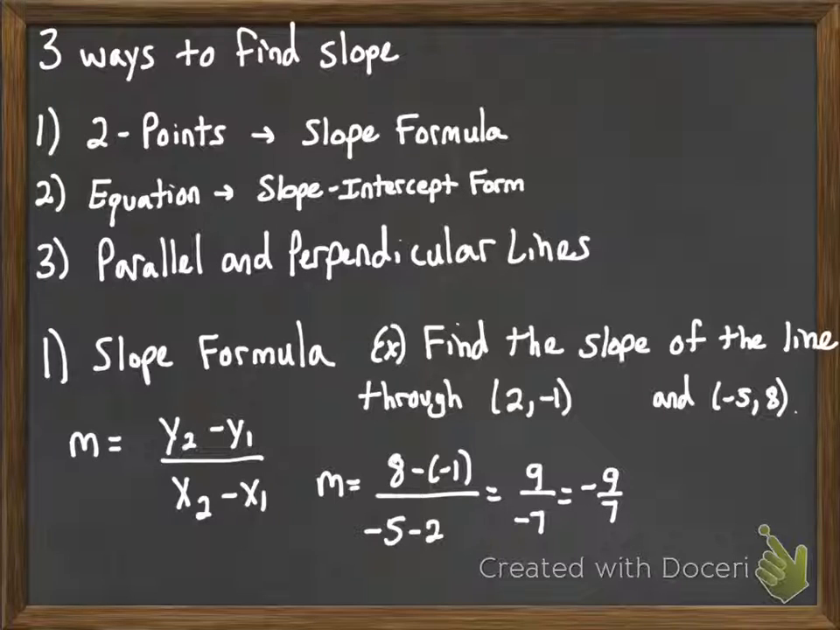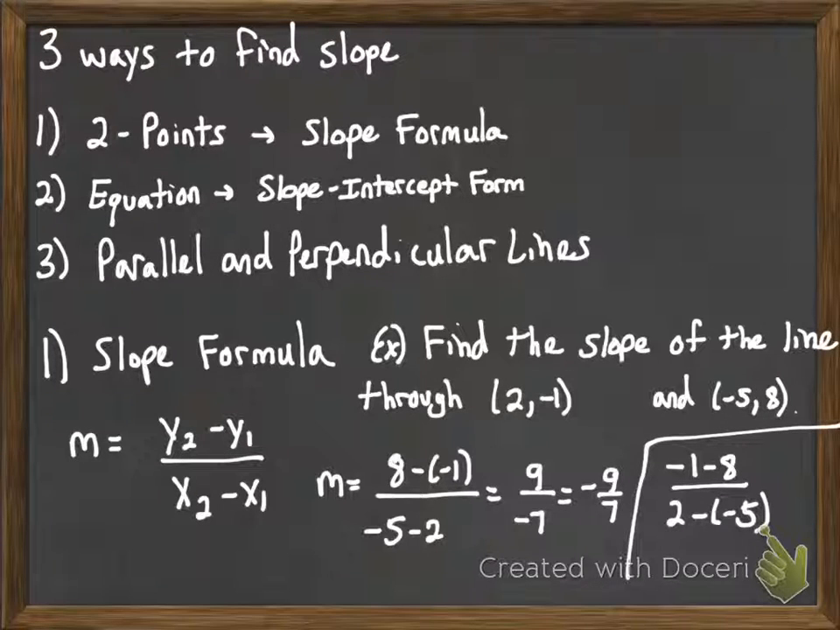So once you do that, you'd simplify to negative 9/7. Now it actually does not matter which point you picked first. So here I've written it down using the first point first. Negative 1 minus 8 over 2 minus a negative 5. Negative 1 minus 8 would be negative 1 plus a negative 8 would be negative 9. 2 minus a negative 5 would be 2 plus 5 would be a positive 7. So we still get an answer of negative 9/7.